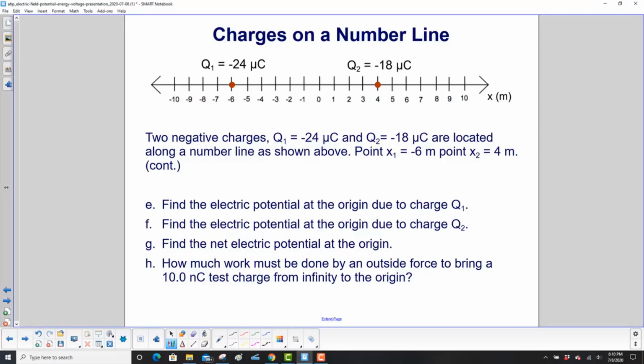Then find the electric potential at the origin. Notice there's no charge there, you're just in free space. Due to charge Q1, then find the electric potential at the origin due to charge Q2, find the total or the net electric potential at the origin, and finally, how much work must be done by an outside force to bring a 10 nanocoulomb test charge from infinity, put infinity out here, to the origin.